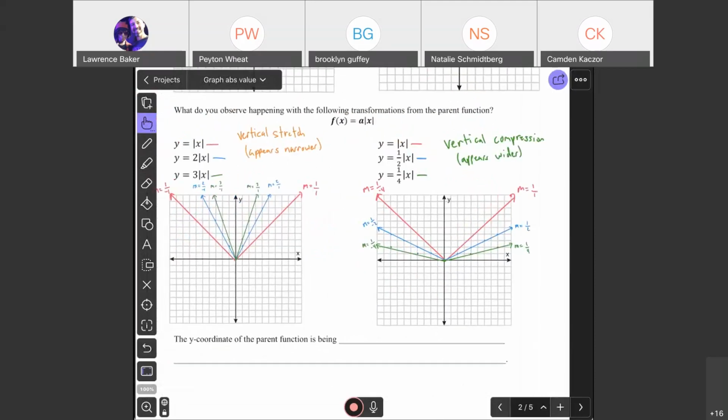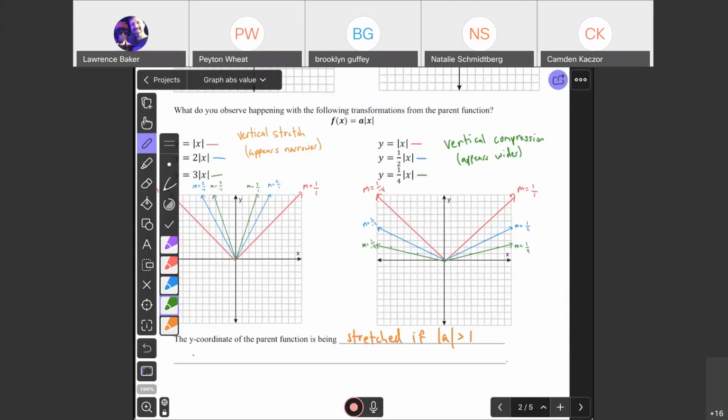So just wrapping that up there at the bottom. It says the y coordinate of the parent function is being stretched. Let me change colors here. If the absolute value of a is greater than 1. So if those a, the size of the number, we saw 2 and 3, those numbers are bigger than 1. That made the graph stretch.